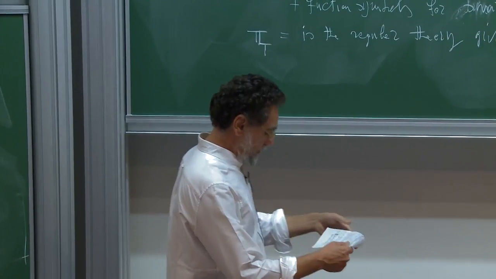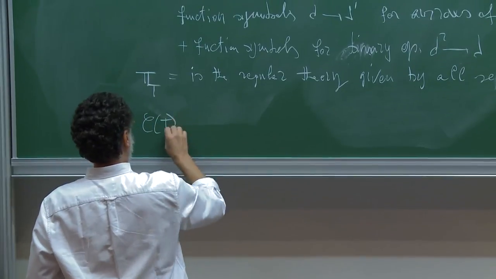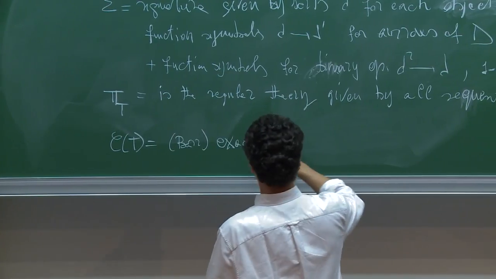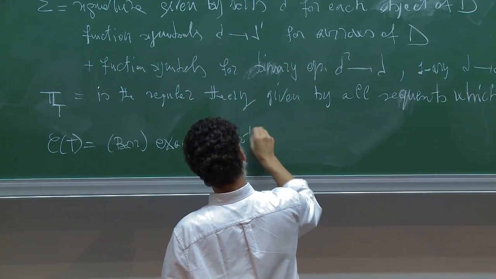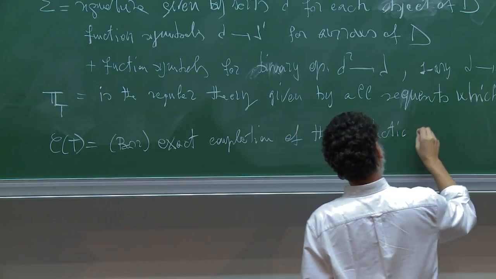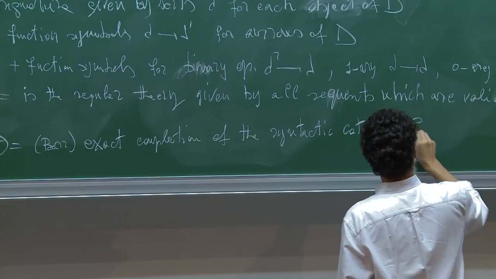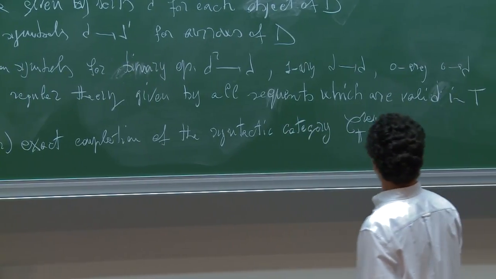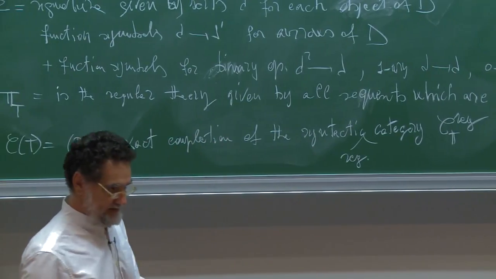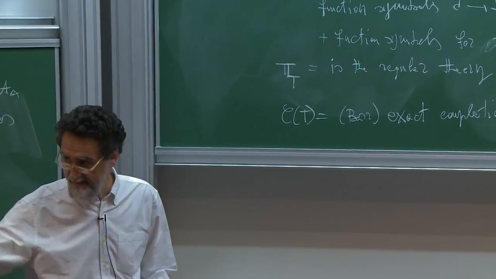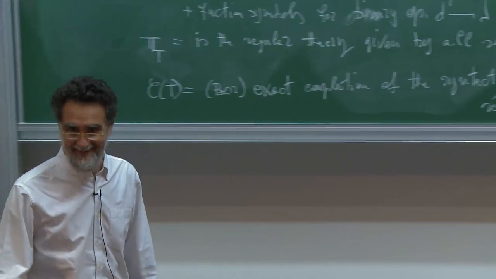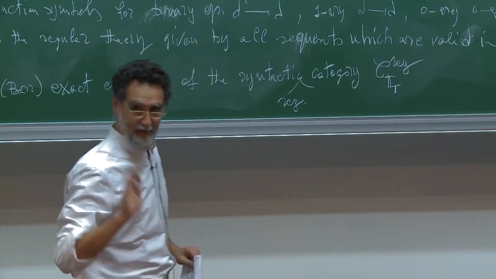Okay. So now, what is CT? We have seen variants of this, but this is the Barr exact completion of the syntactic category C_T reg, the regular syntactic category. Put reg here. Of course, you can take several syntactic categories associated even to a regular theory, as Olivia was explaining. Yes, sure. Thank you. Too many T's. We get rid of this T, at least in a moment.